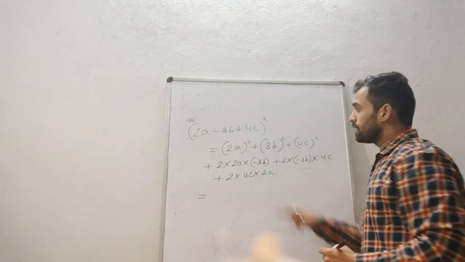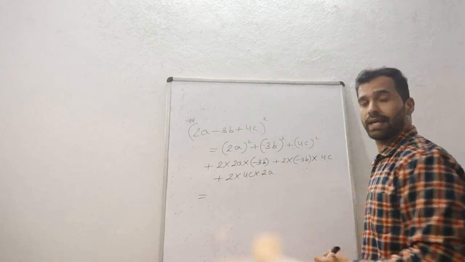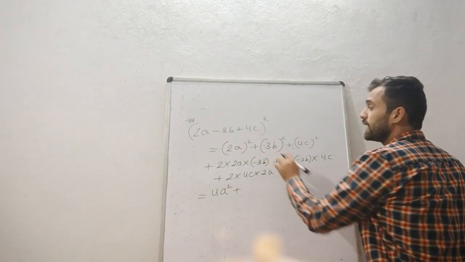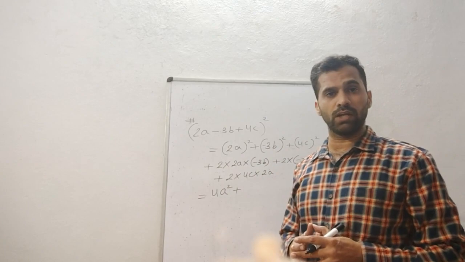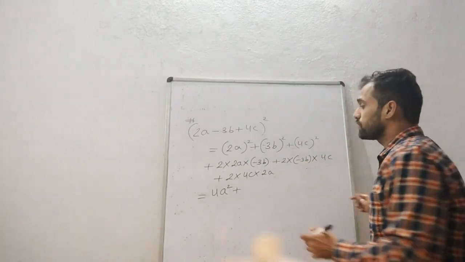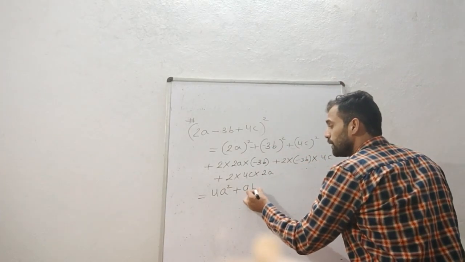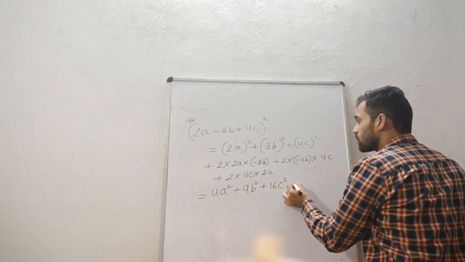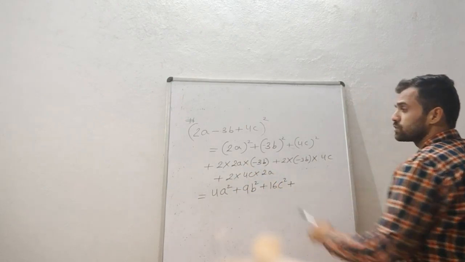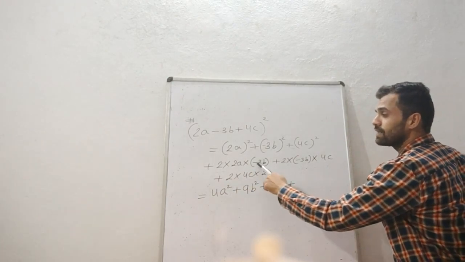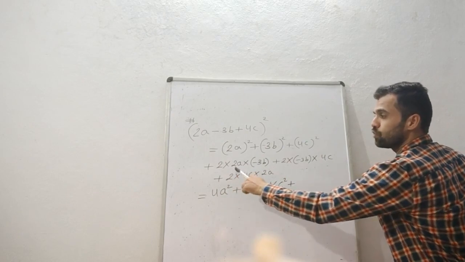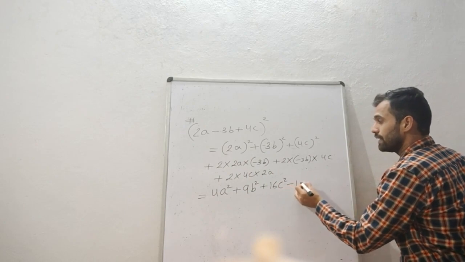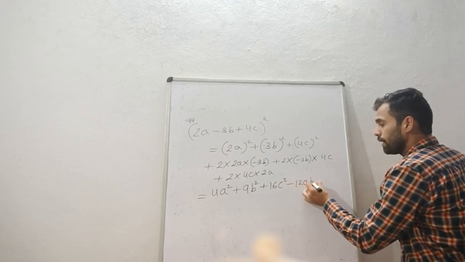Now we will open the bracket. Square of 2 is 4, so 4a square, plus negative 3 whole square. Square of a negative value always comes positive. So square of 3 is plus 9, that is 9b square. Square of 4 is 16c square. 2 into 2 into 3 is 12, but the minus sign will come because of plus and minus. 2 times 2 times minus 3 gives minus 12, so I will put minus sign here, minus 12ab.